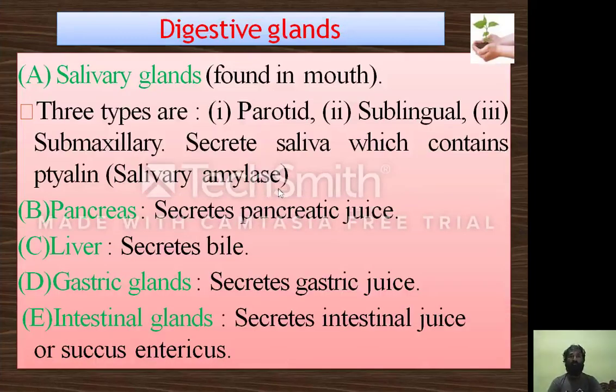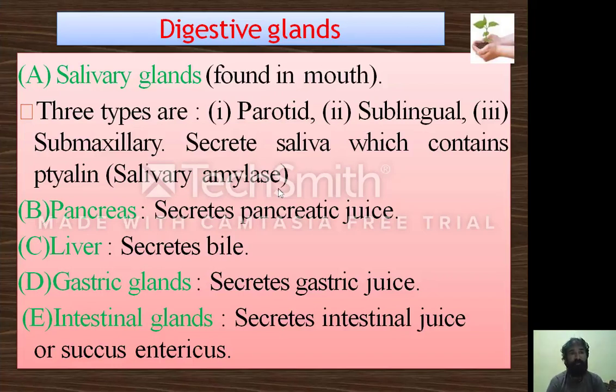Okay, so these are the digestive glands. I already told you, one is the salivary glands found in the mouth. There are three types of salivary glands: parotid, sublingual, and submaxillary. They secrete saliva, which contains ptyalin enzyme, also called salivary amylase, which can convert carbohydrates into maltose sugars.